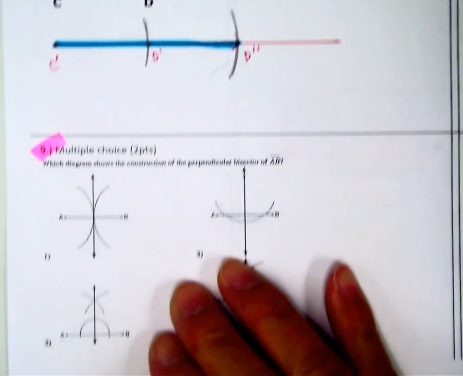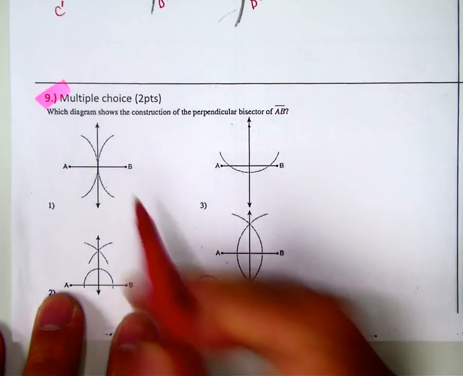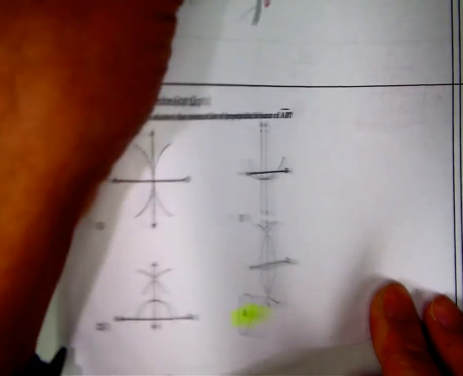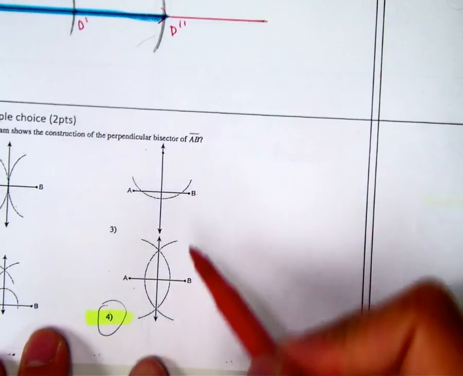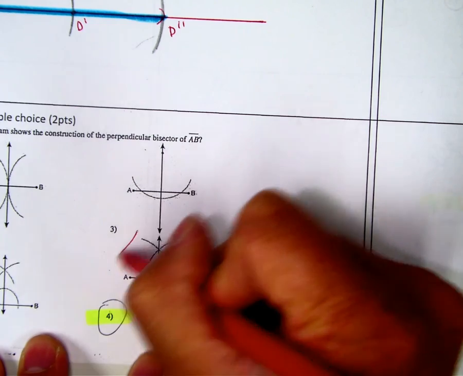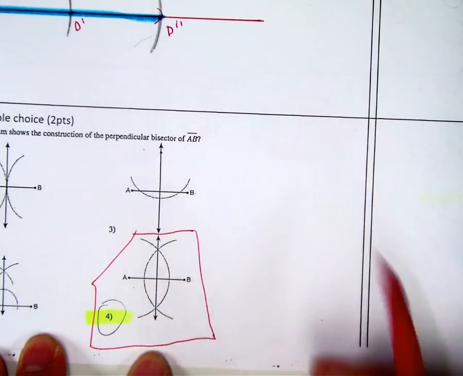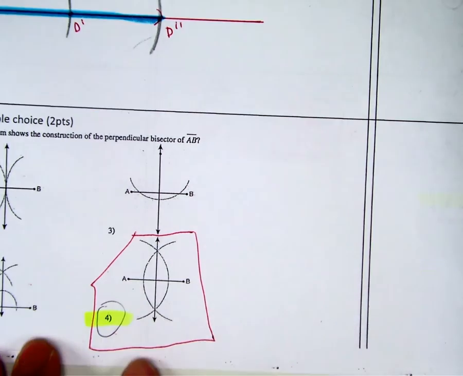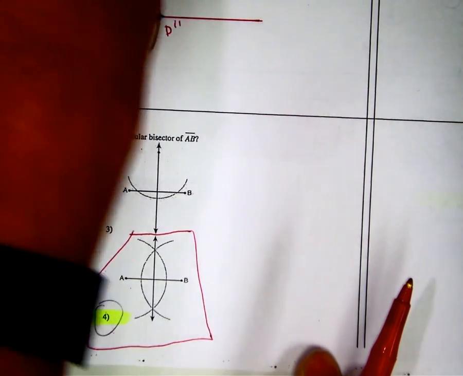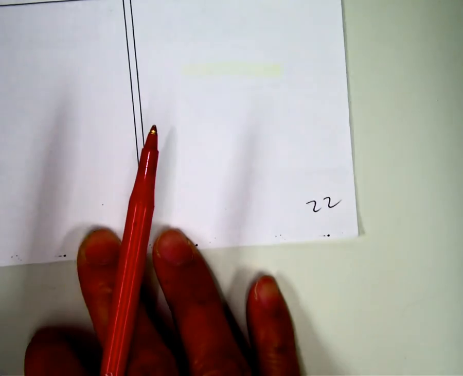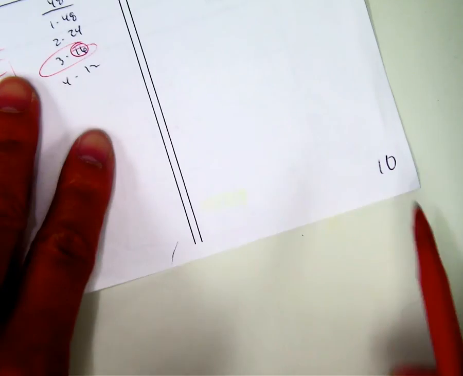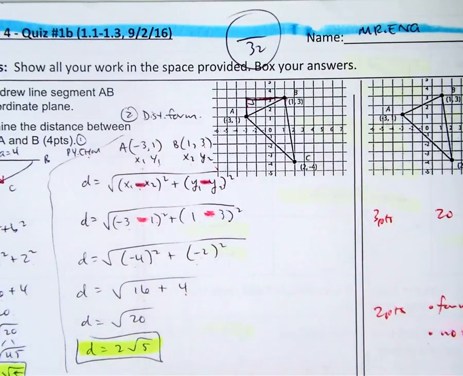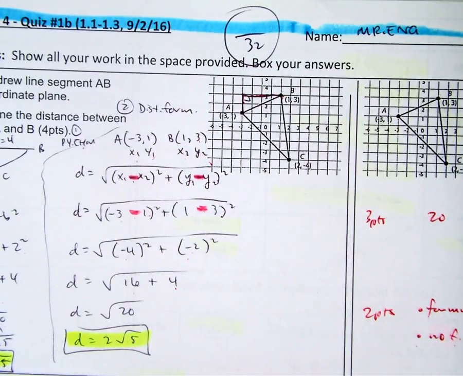And last question, which diagram shows a construction of perpendicular bisector AB? So the correct answer is here, it's this one. So if you were confused, that's 1, 2, 3, and 4. That side was worth 22 points. So 22 and 10, your points are added in the corners, so that'll be out of 32 points. I hope that was helpful for you to do well.